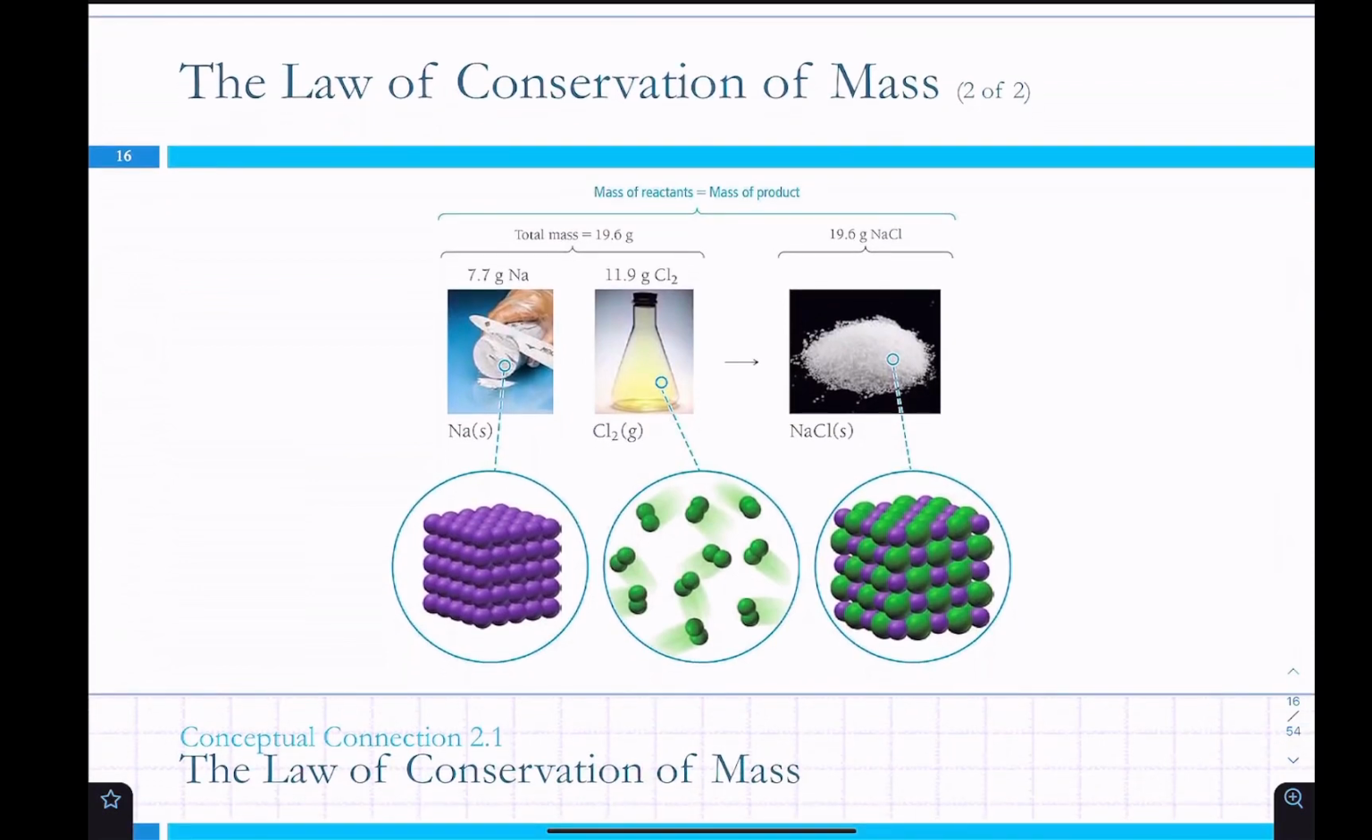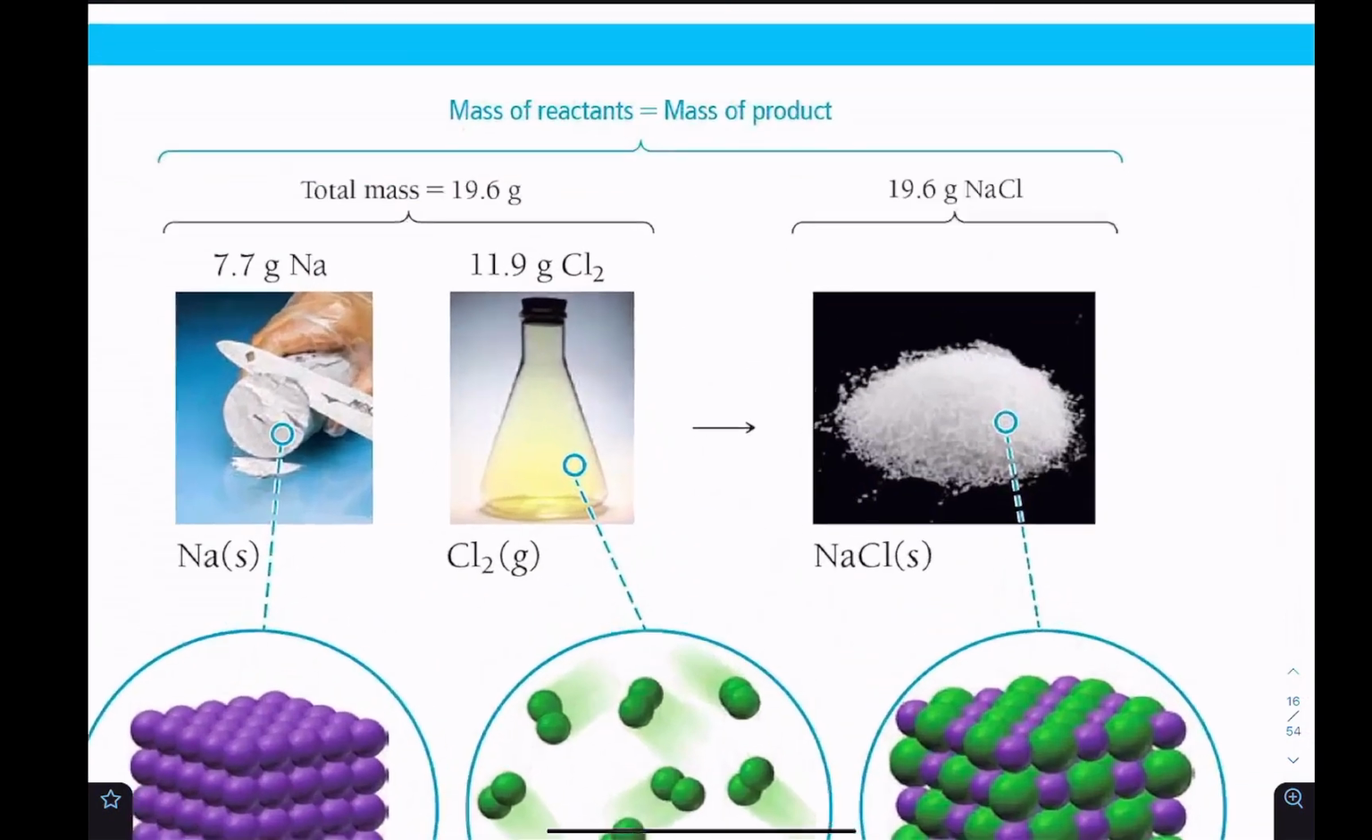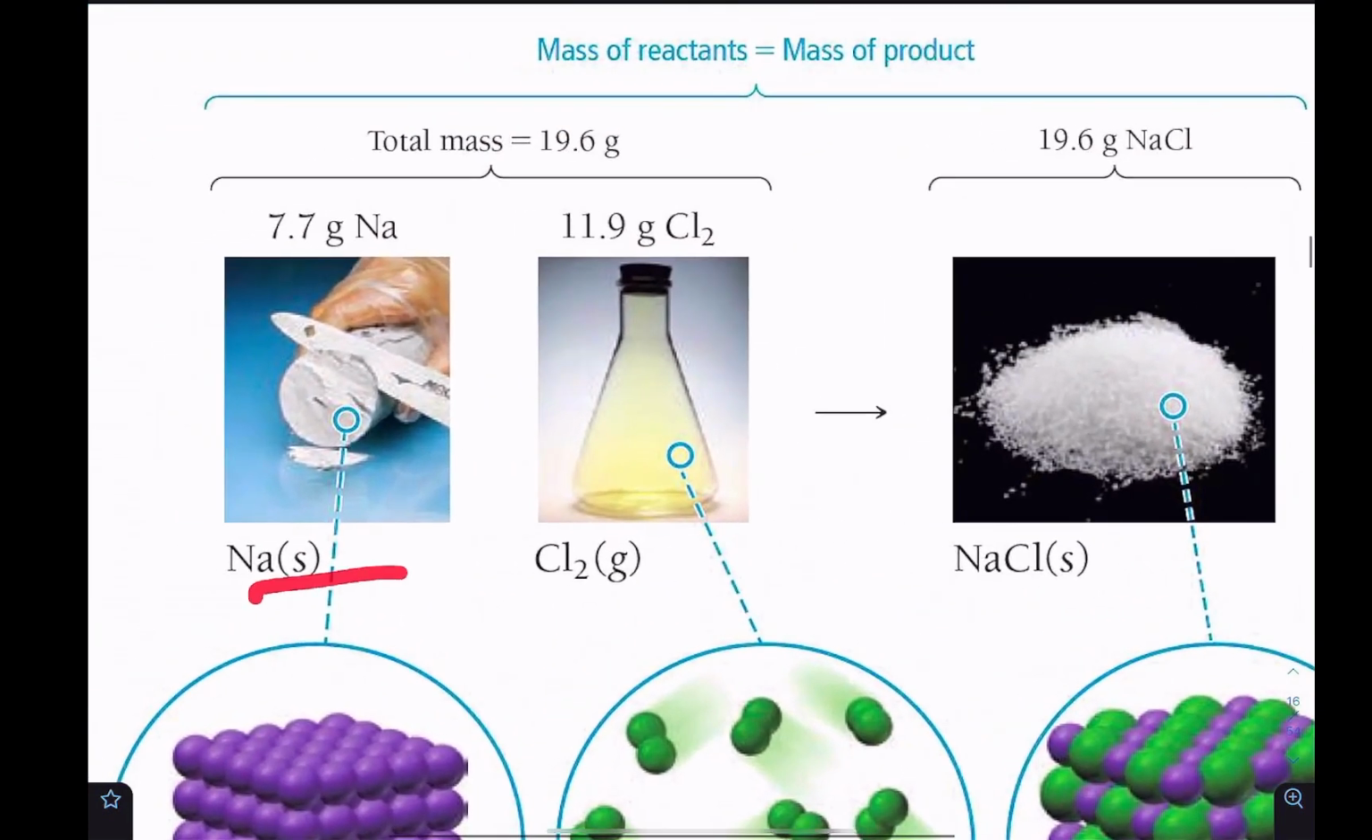So if you were to take something like sodium, so sodium metal, let me zoom in on this. Sodium metal, add chlorine to it. No, don't drop it in water. Add chlorine to it, then you'll get sodium chloride, which is table salt. And the masses of the sodium and the chlorine, as long as they're reacting completely, will be equal to the mass of the sodium chloride created.